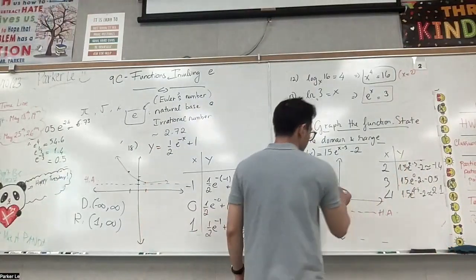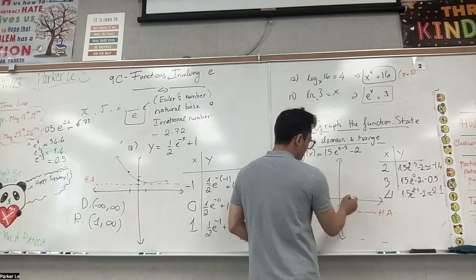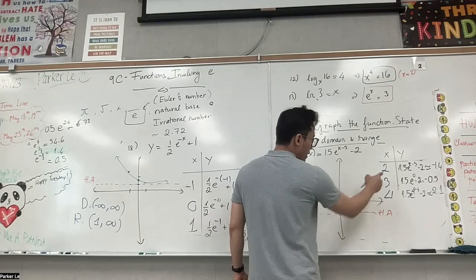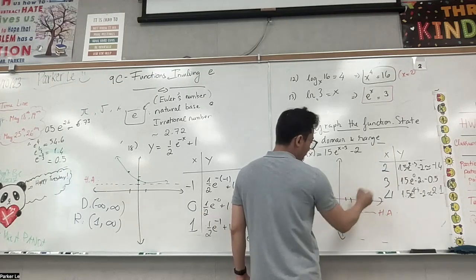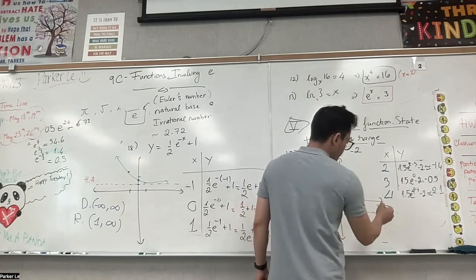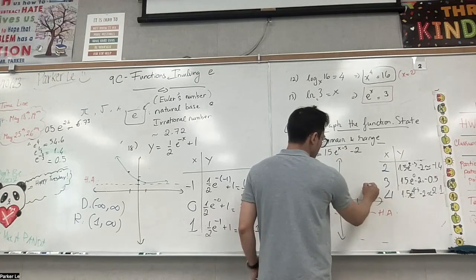Okay, now we can just plot the points. All right, 2, negative 1.4, around here. 3, negative 1/2, right here. And then 4, 2.1.